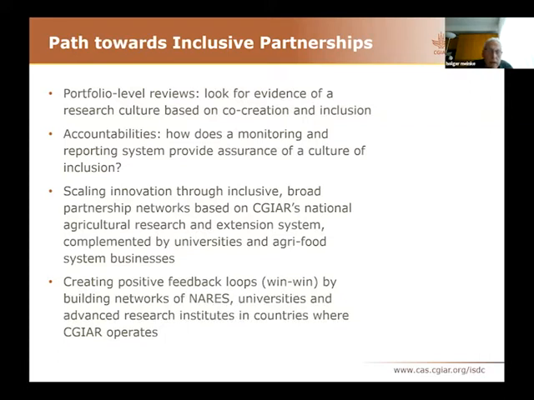Some of those principles are portfolio level reviews, so looking for evidence of a research culture that is really based on co-creation and inclusion. Need to look at accountabilities, how do we monitor that, and what sort of reporting system can be put in place that provides assurance of a culture of inclusion. Scaling innovations through inclusive and broad partnership networks based on CGIAR's National Agricultural Research and Extension Systems, which should be complemented by other universities and agri-food system businesses. And finally, creating positive feedback loops, so creating those win-wins by building networks of NARS, universities and advanced research institutes in countries where OneCGIAR operates.